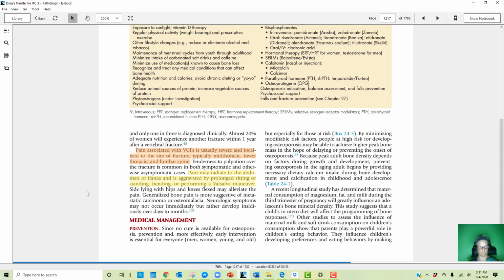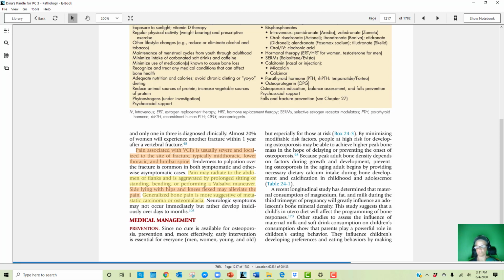Medical management prevention. Since no cure is available for osteoporosis, prevention and, more effectively, early intervention is essential for everyone: men, women, young, and old, but especially for those at risk. Box 24.3. By minimizing modifiable risk factors, people at high risk for developing osteoporosis may be able to achieve higher peak bone mass in the hope of delaying or preventing the onset of osteoporosis.